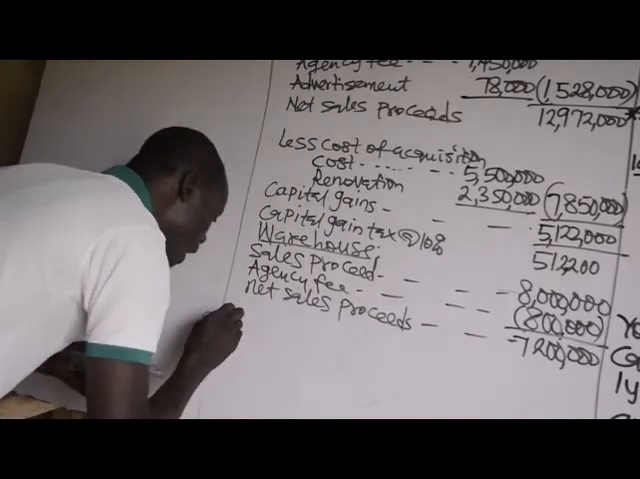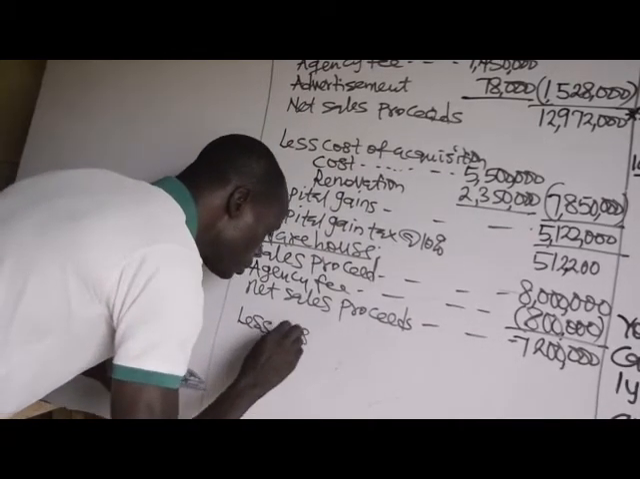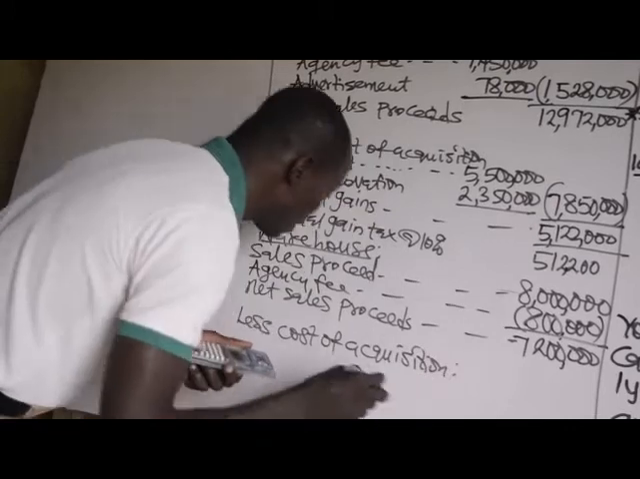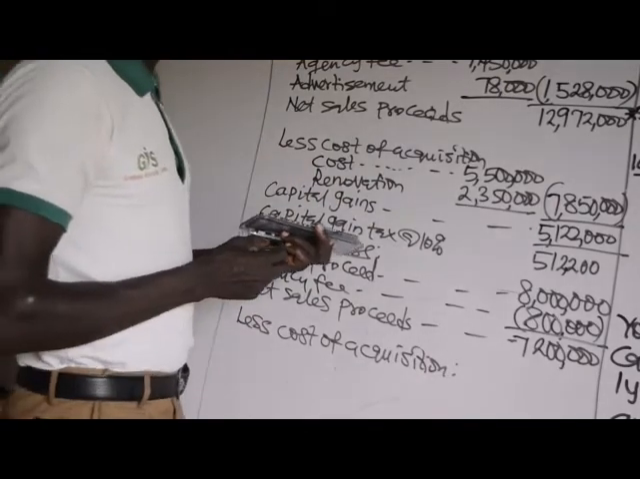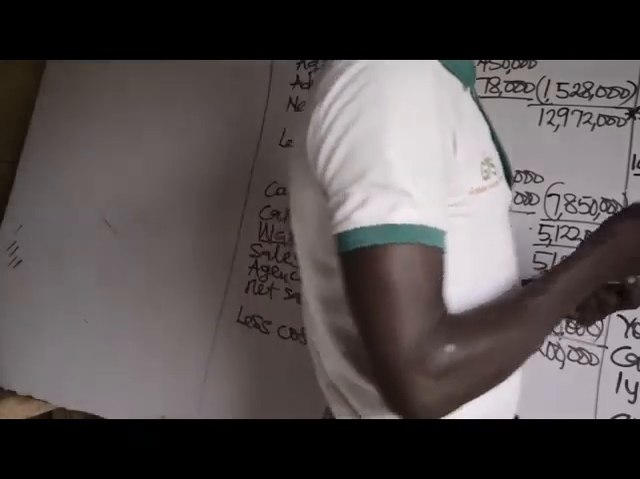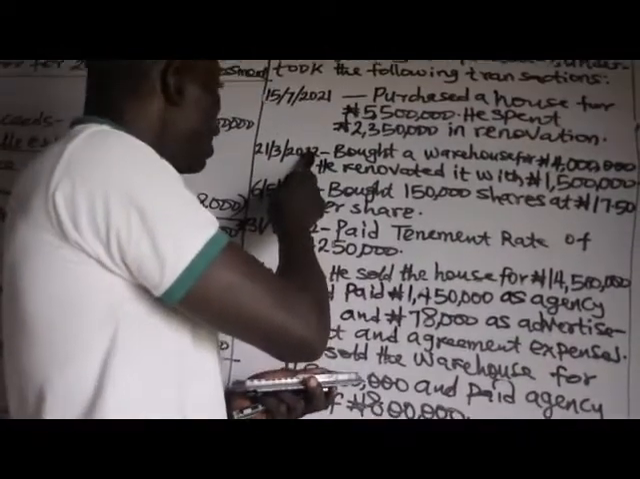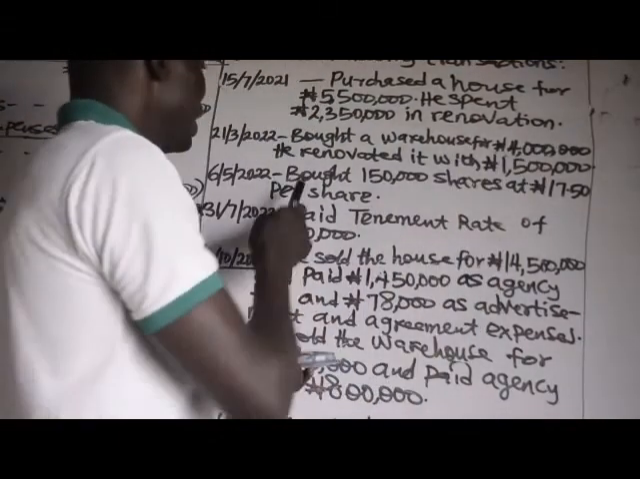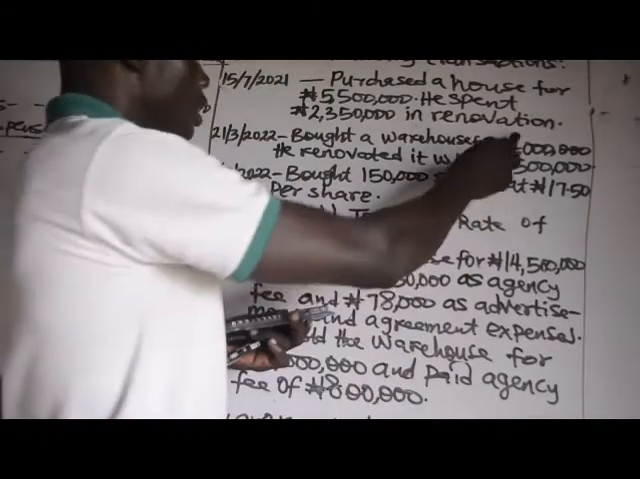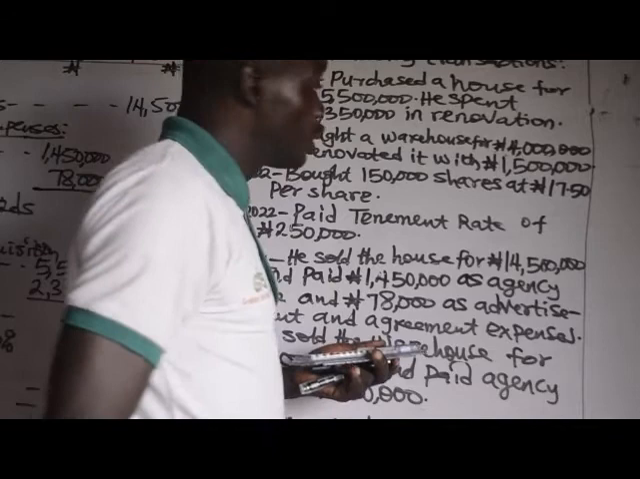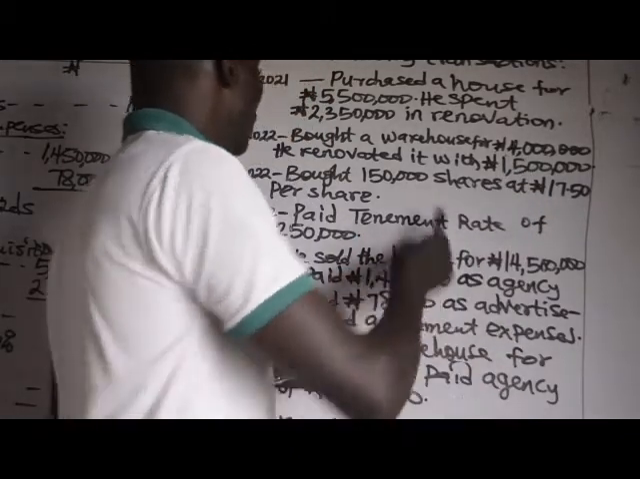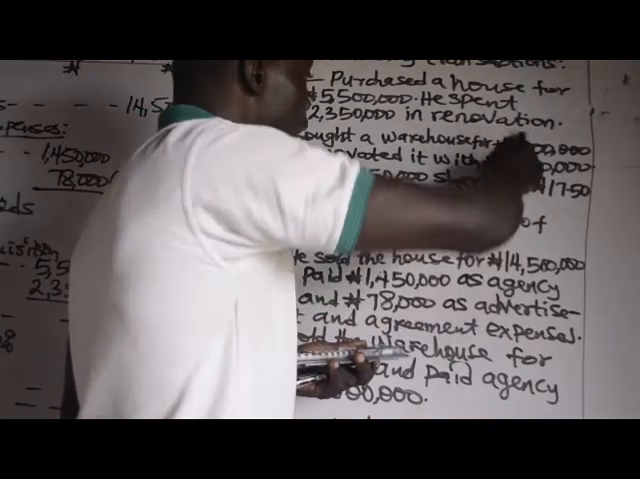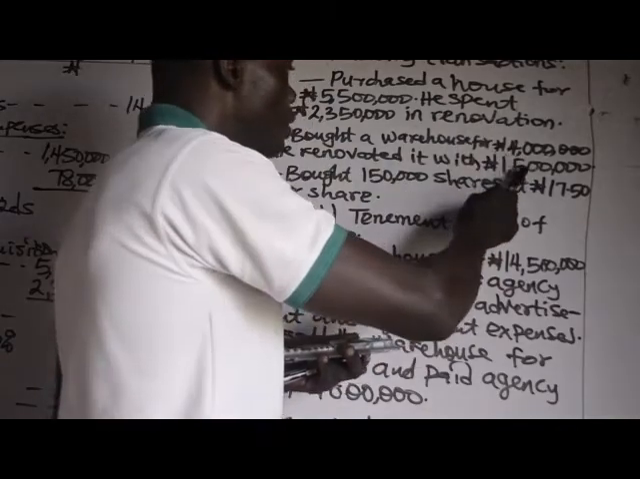From the net sales proceeds, you less cost of acquisition. As at the time the warehouse was bought, how much was expended in connection with the acquisition of the warehouse? He bought the warehouse for 4 million naira. He renovated it with 1.5 million. So the 1.5 million spent on renovation is a capital expenditure because it has improved the warehouse. Therefore, that should be capitalized. It should be added to the cost of 4 million, making 5.5 million.